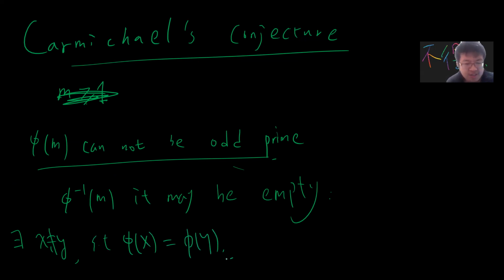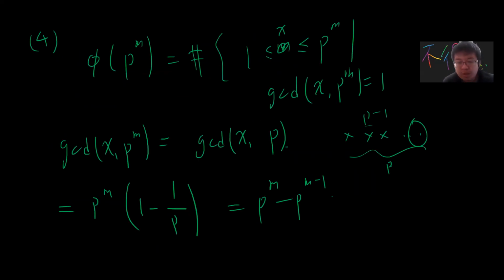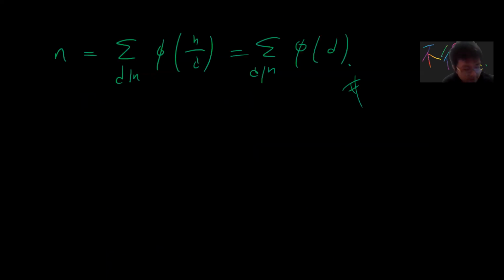This means that the preimage of a fixed positive integer under this phi function always has cardinality 0 or cardinality greater or equal to 2. So you can always find x not equal to y such that phi of x equals phi of y equals k, for given k, if phi inverse of k is non-empty. Okay, so this is the famous Carmichael conjecture, also interesting in number theory. Just a simple introduction.